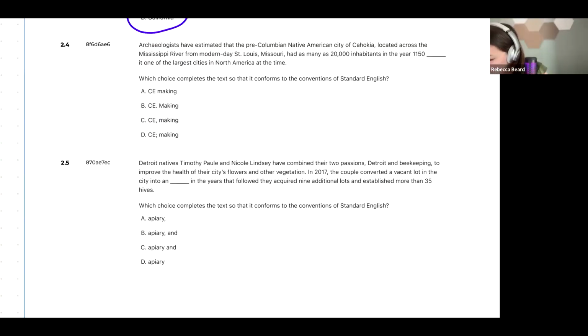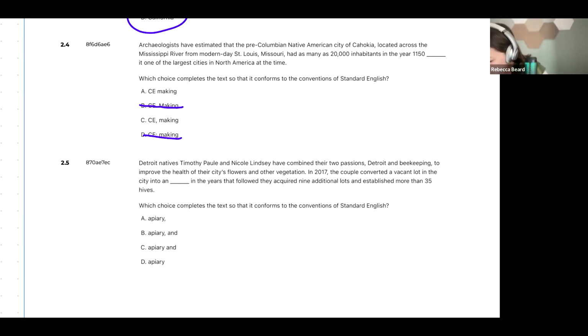Okay, on 2.4. Archaeologists have estimated that the pre-Columbian Native American city of Cahokia, located across the Mississippi River, had 20,000 inhabitants. Okay, so I'm skimming it. So let's look at our options. So we have a period and a semicolon, which is a super, super fun hack. So what you need to think through when it's a period and a semicolon with the same word, so that's kind of the kicker, is you need to eliminate both of those. And now you have a 50% chance of getting it right because those are pretty much in the eyes of the SAT the same.